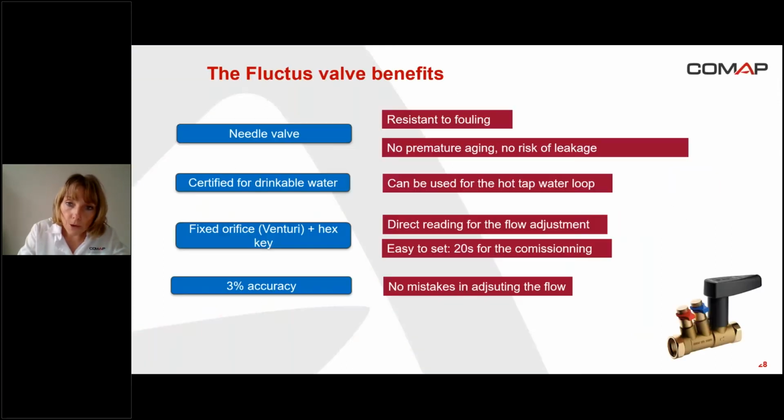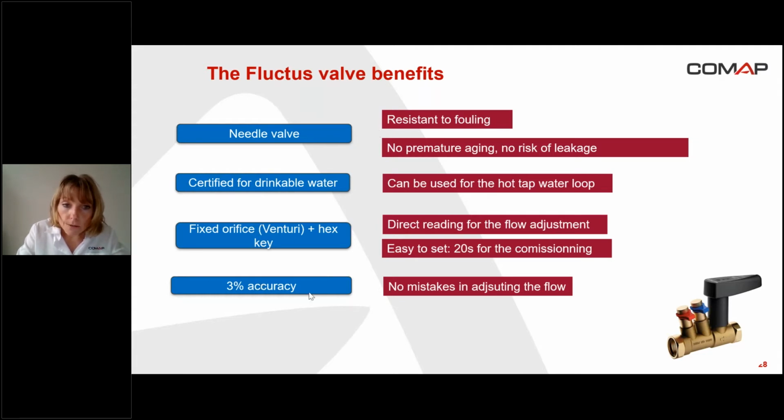To sum up now what we have just said and to give you all the benefits of the Fluctus valve: we said it's a needle valve, so it's resistant to fouling. There is no risk of leakage, so no premature aging of the valve. The valve is certified for drinkable water, so it may be used for the hot tap water loop. There is a fixed orifice, the venturi for the flow measurement, and we just have to use an Allen key in order to adjust the flow. The benefit is that it takes 20 seconds for the commissioning, and it's a direct reading of the flow, so it's very easy to adjust.